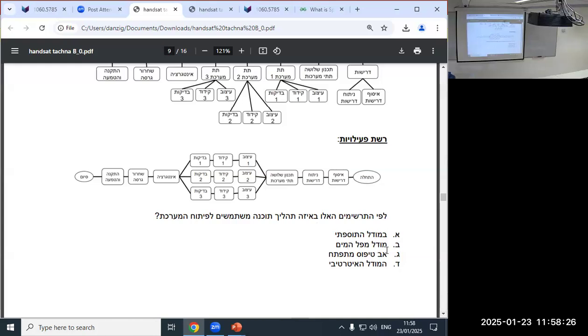What is it? Is it Mapala Mayim? It could be. It could be Mapala Mayim. Is it Avtipus? No, it's not Avtipus. Why is it not Avtipus? Because it doesn't say anywhere here that I built a prototype. Is it iterative? Well, it doesn't say that there's any iterations here.